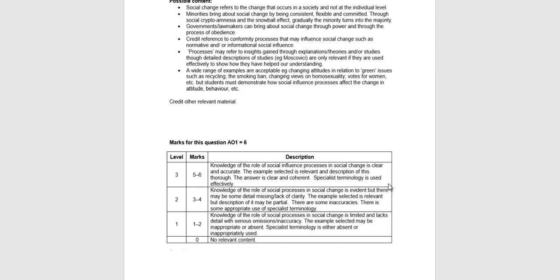And there is the mark banding. Okay, so the levels, level 1, 2, 3. So for level 3, which you were all aiming for, marks 5 to 6 for this particular one, knowledge of the role of social influence processes in social change is clear and very accurate. An example selected is relevant, and a description of this is thorough. So it's clear, coherent, specialist terminology used, and you need to be referring to your example throughout in order to access that level.